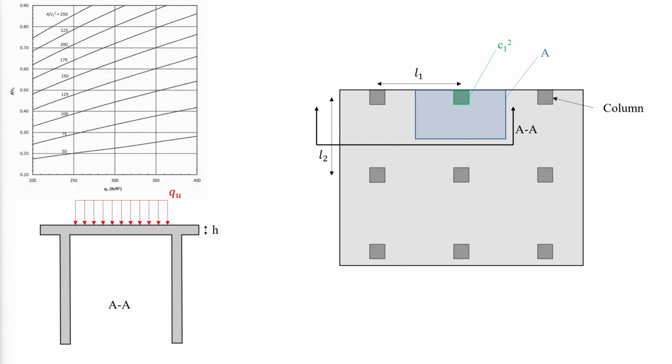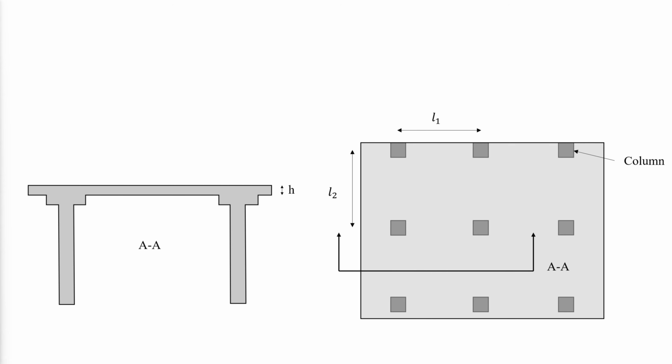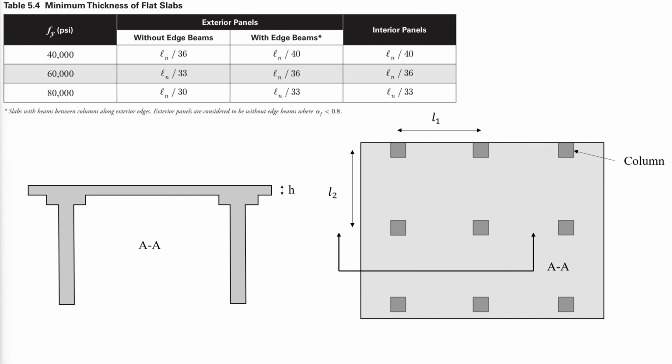And then, by matching the load to the respective line in the graph based on the ratio of the tributary and column areas, we can obtain the ratio of d to the column width. Approximating the slab thickness as d plus 1.25 as previously done will then give us the required preliminary slab thickness for two-way shear. For flat slabs, the minimum slab thickness can be determined according to the following table.